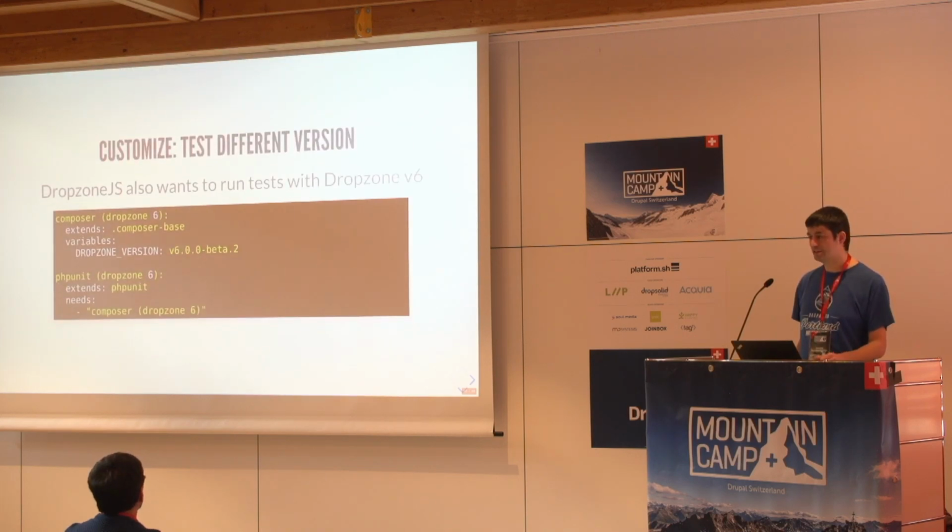So I can set up extra jobs. I can tell it, do the same as the other composer job, but use this variable. And then a PHP init job that says depend on the composer Dropzone 6 build step, so that it runs against Dropzone 6. So I can test different versions of stuff by just setting up those fairly isolated small jobs.